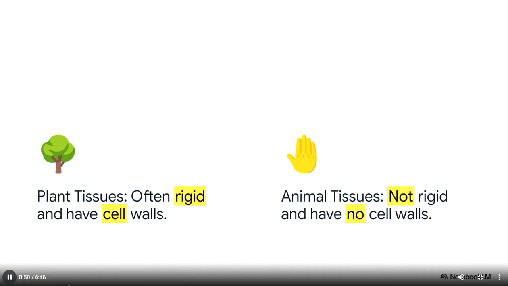Okay, so right off the bat, life's blueprint kind of splits into two major designs. Plants, which are generally stuck in one place, need to be sturdy, so their tissues are often rigid, thanks to these strong cell walls. Animals, on the other hand, need to move around, so our tissues are flexible and our cells don't have those stiff walls. This one difference is absolutely key to understanding everything else.